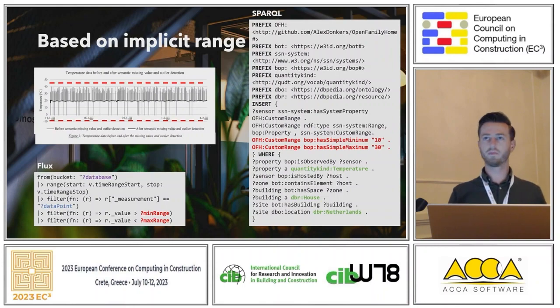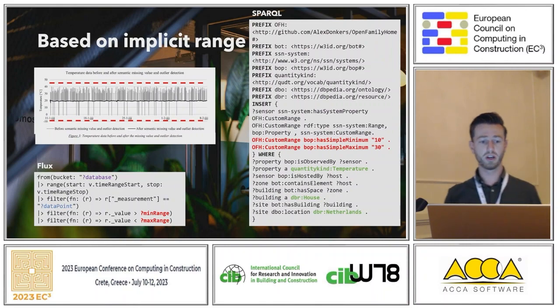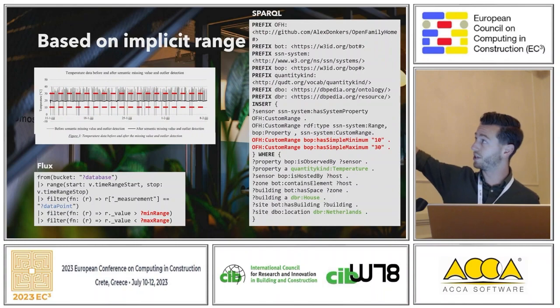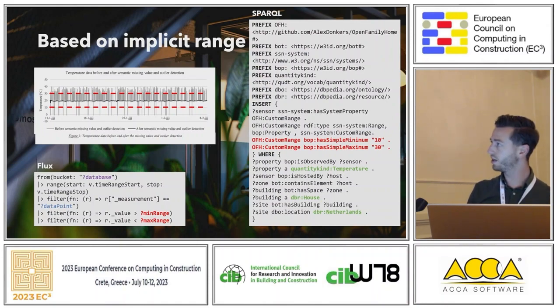And we know, based on experience, this is domain knowledge, that this sensor should not have a value lower than 10 or higher than 30, because that's very unreasonable. So we insert these custom ranges, and then these ranges get smaller so that we can also get these outliers that we couldn't get through the sensor data sheets. And there you can see how you then filter this in Flux.